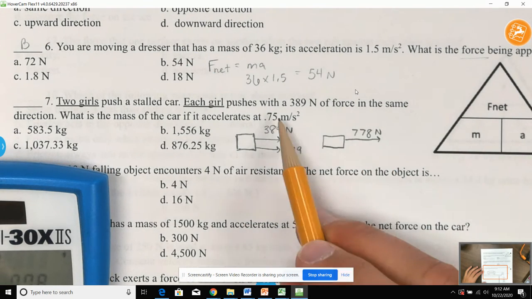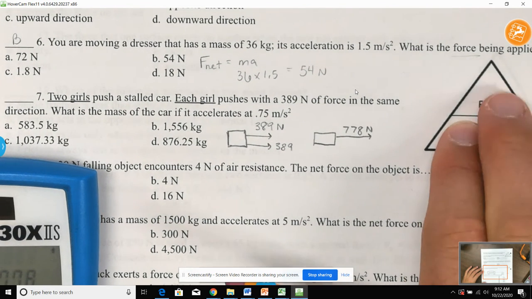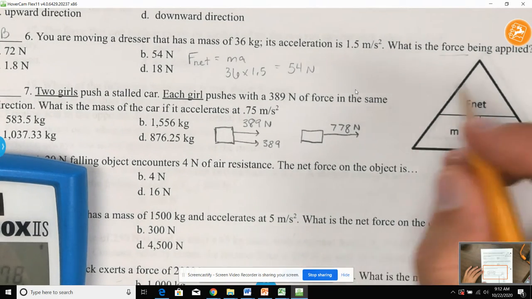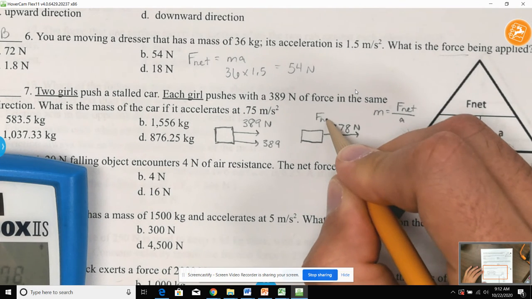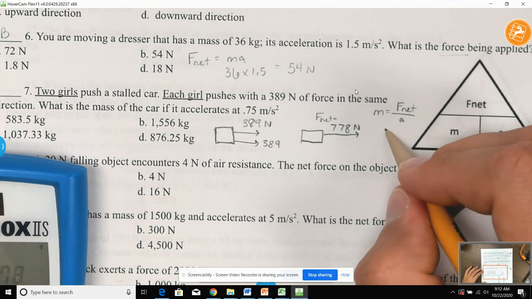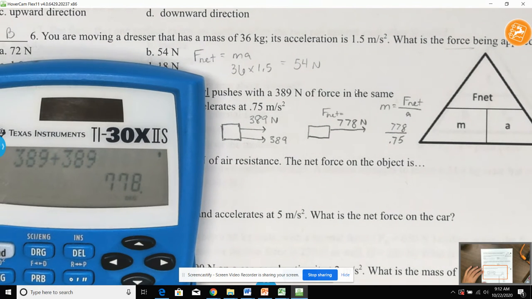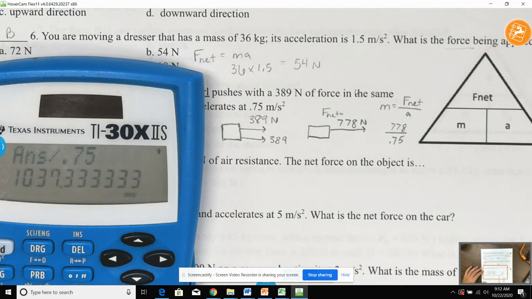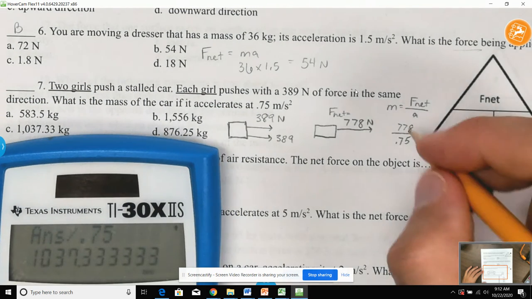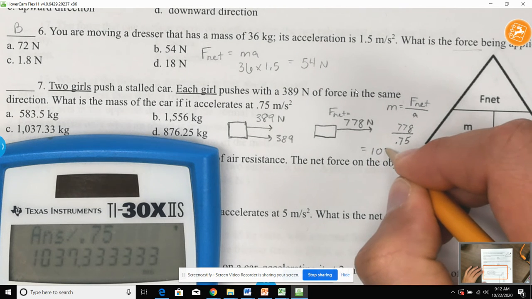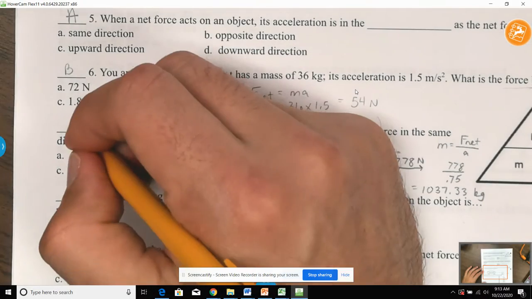That's F net. This is the acceleration. They want mass. So if I cover up M in the triangle, it is F net divided by A. So I'm going to do 778 divided by 0.75. 1037.3 repeating. So we're looking at letter C.